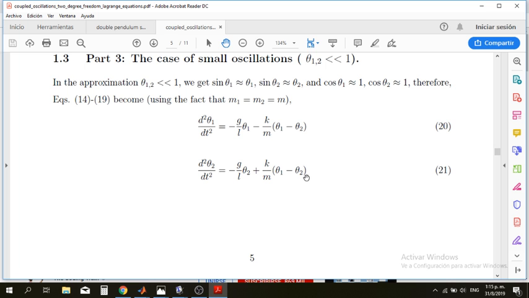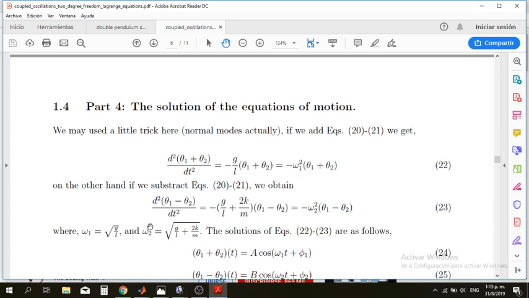If, on the other hand, we subtract equation 20 minus 21, we get the second derivative of the difference theta 1 minus theta 2 will be minus omega 2 squared times theta 1 minus theta 2, where omega 2 is the square root of g divided by L plus 2 times k divided by m.